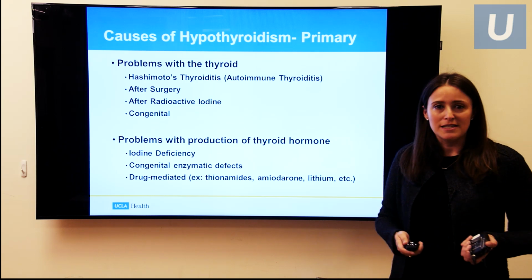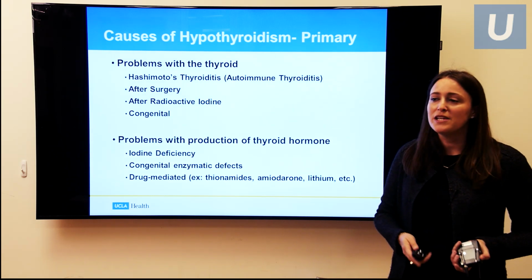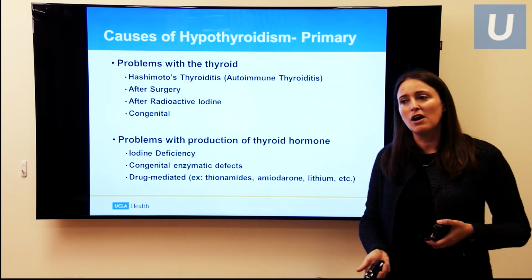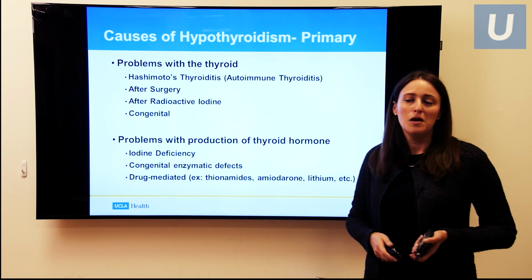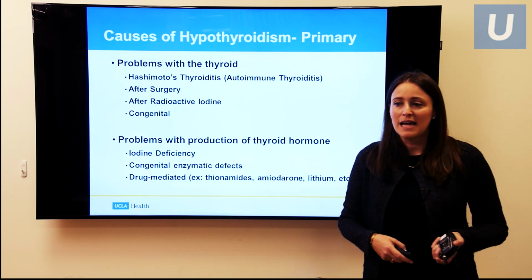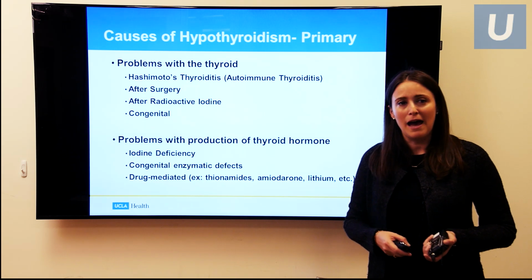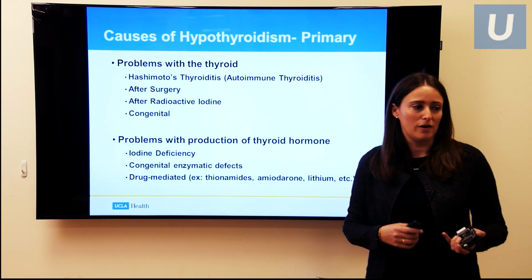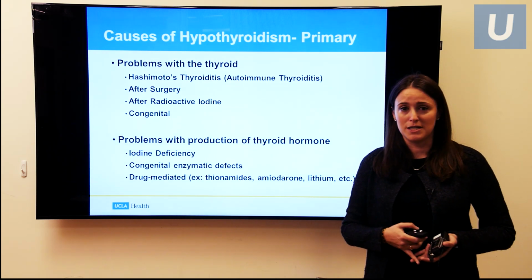So what are some of the causes of thyroid dysfunction? Well, these can be split up into what we call primary causes and secondary causes. Primary causes are things that impact the thyroid itself. Secondary causes are things that impact the systems that are controlling the thyroid, namely the hypothalamus and the pituitary.